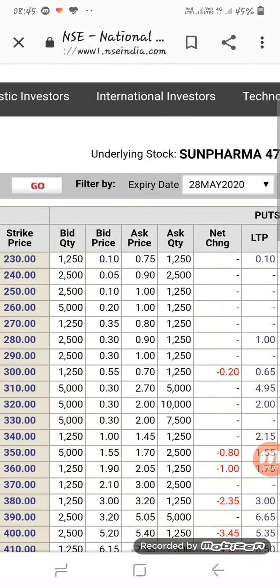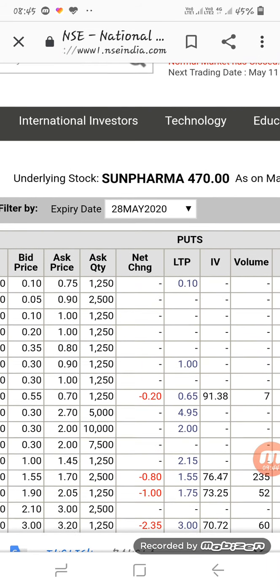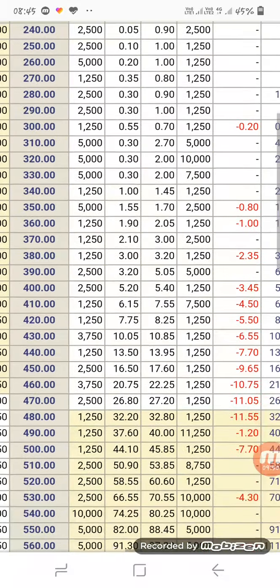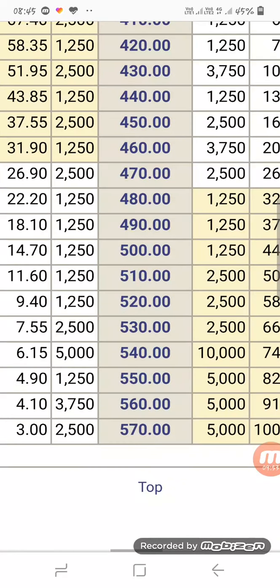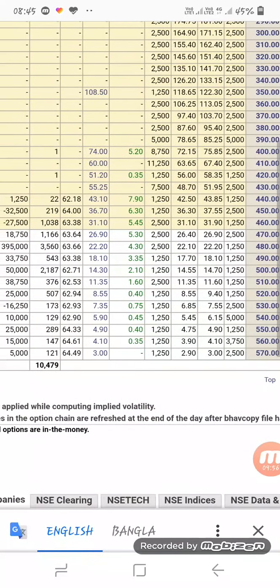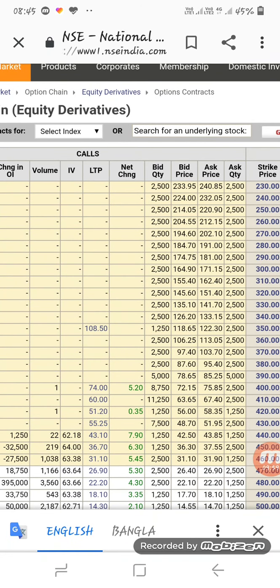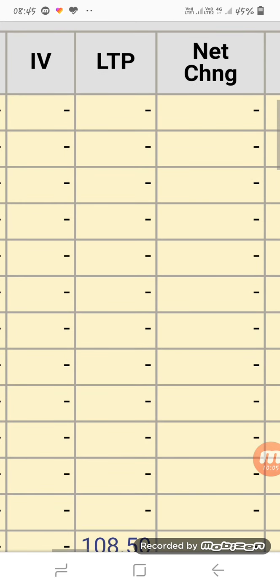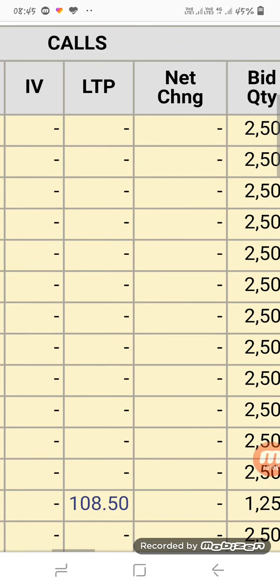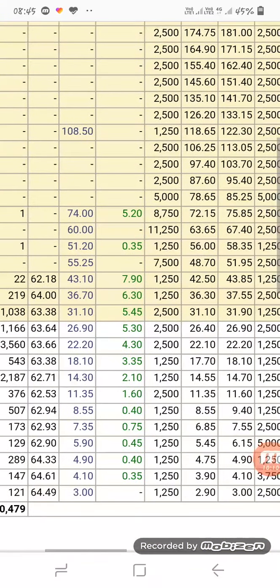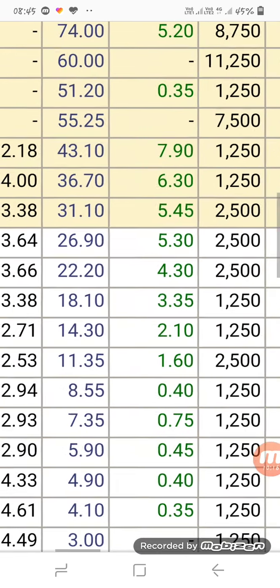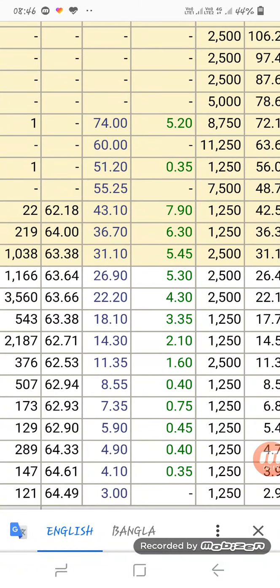So again, I'll revise it for you. We need to first see the spot rate, which is 470, and the expiry date, which is 28 May. We have selected the near term contract, and the strike price we have chosen is 500. So we need to pay a very minimum amount, and for that we need to see the LTP, which is the last trading price, which is also the option premium. We need to check the LTP. When we check the LTP in this 500 range, we can see it is 14.30.